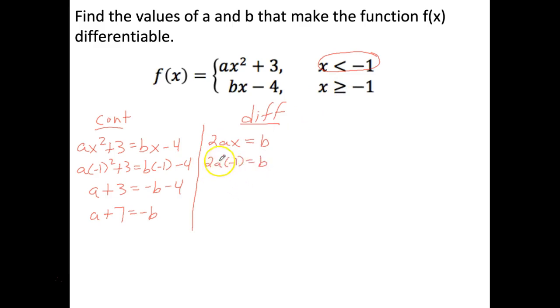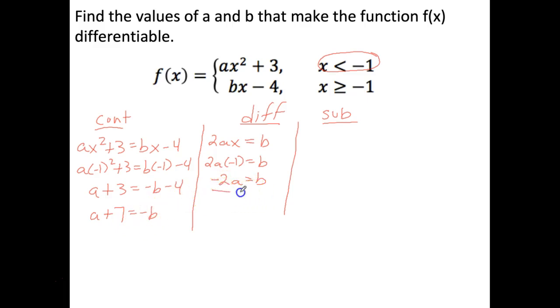-1, and that's going to be, if you multiply these, -2a equals b. Now we have two equations with a and b in it. So we can use substitution in order to solve for a and b. What you're going to need to do substitution is you either need to solve for a or b on one of these two equations, okay?